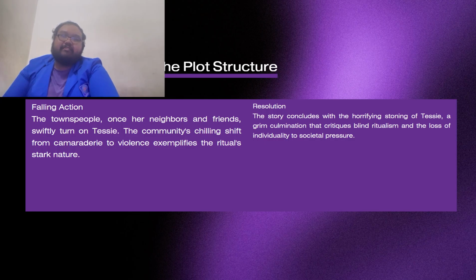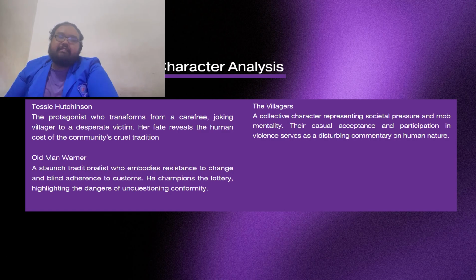Falling action: the townspeople, once her neighbors and friends, swiftly turn on Tessie in a community's cruelty. The shift from camaraderie to violence exemplifies the ritual's dark nature. The resolution: the story concludes with the horrifying stoning of Tessie, a grim conclusion that critiques blind ritualism and the loss of individuality to societal pressure.